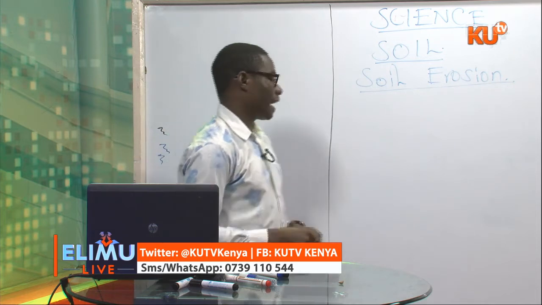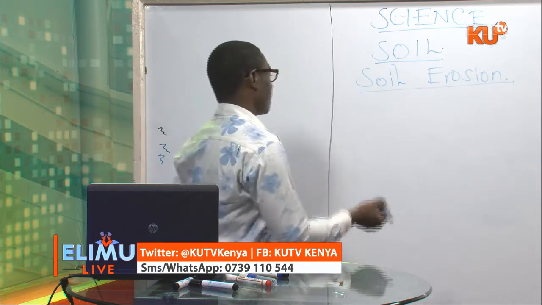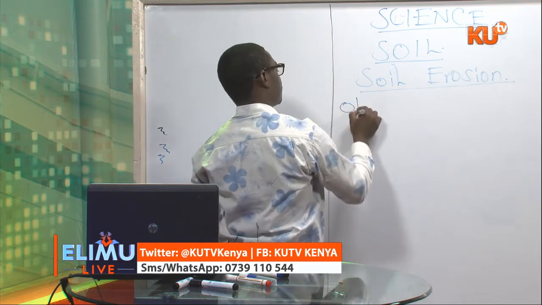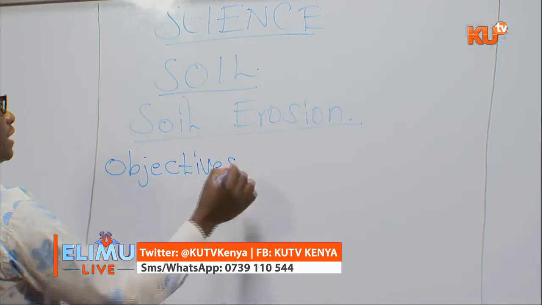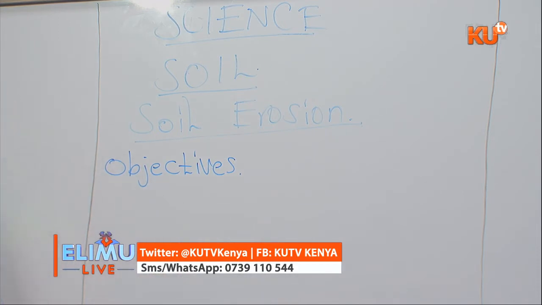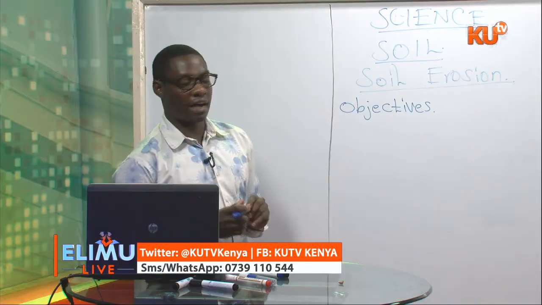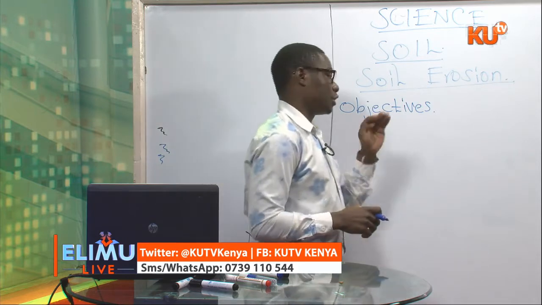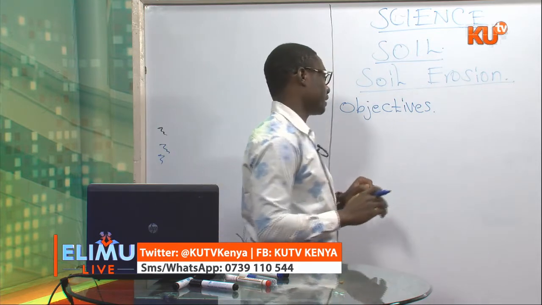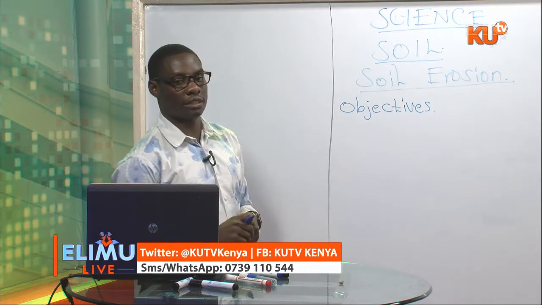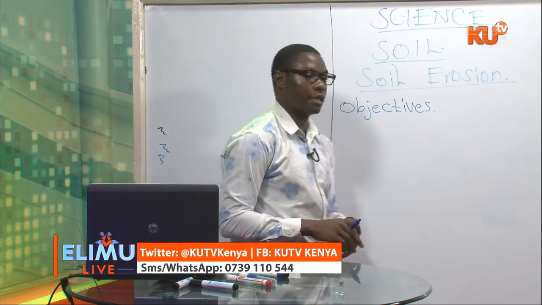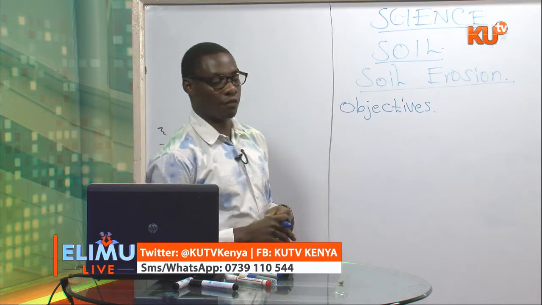So the first thing that I want us to start with is looking at the objectives. Objectives of the lesson. An objective is what you intend to achieve at the end. So you will know that you've learned this topic correctly if you'll be able to answer the 3 questions that I'm going to write here. That is the objectives of our lesson.